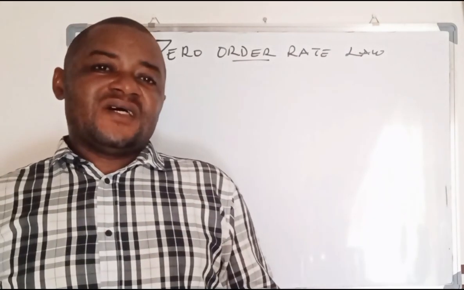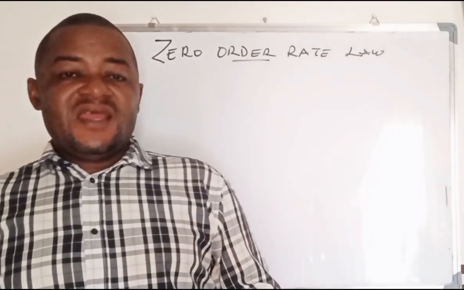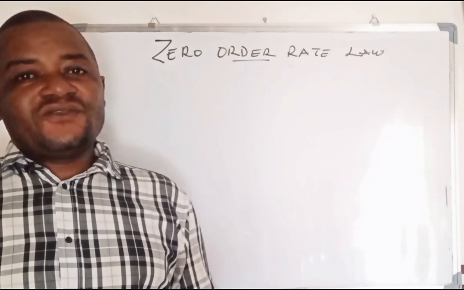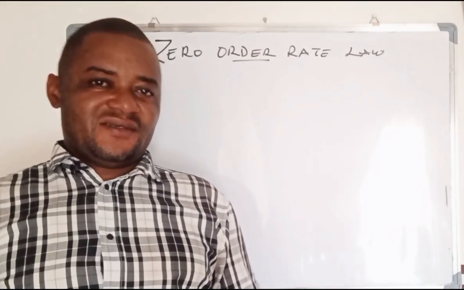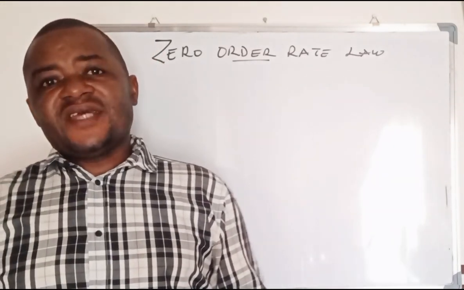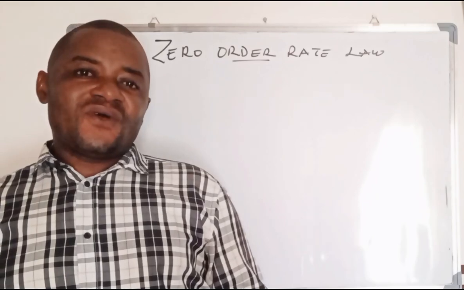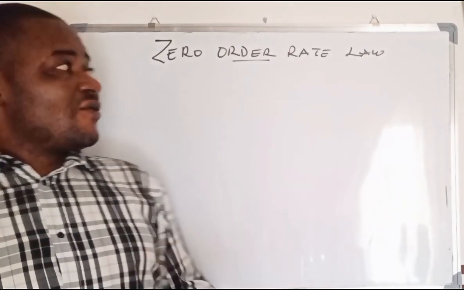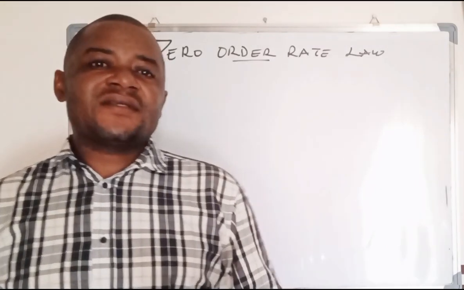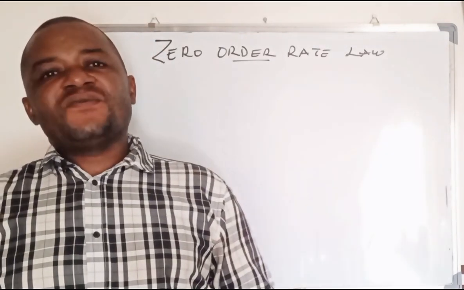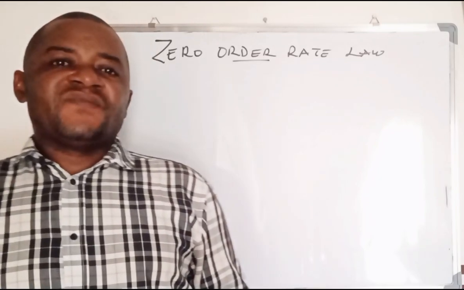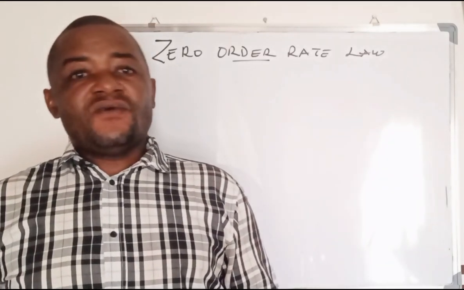We had discussed rate of reactions before, and we had mentioned zero order, first order, second order, and third order reactions. And today we are going to see how we can derive the zero order rate law. But it's important for us to know that this zero order rate law falls under kinetics. Remember that we have what we call thermodynamics and kinetics. Now, in kinetics, we have rates of reactions.